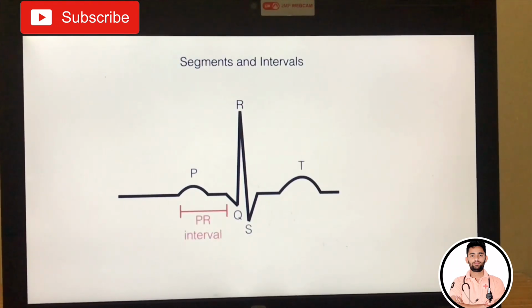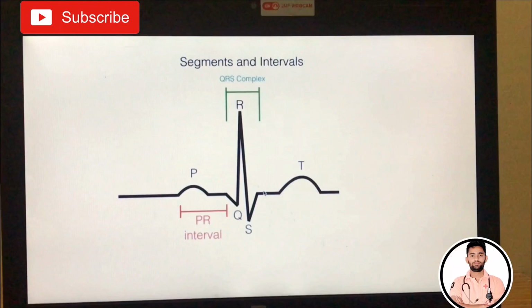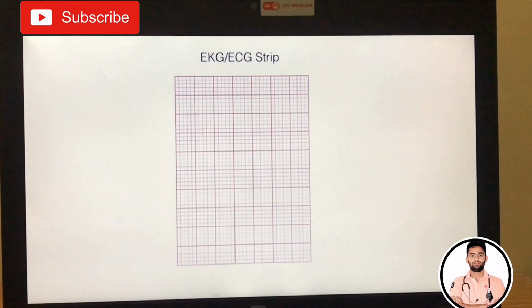So now let's talk about segments and intervals in the EKG diagram. There are a bunch, starting off with the PR interval, the PR segment, the QRS complex, the ST segment, and the QT interval. But to make it easy for you guys, we are just going to talk about the PR interval and the QRS complex. These are what we need for EKG interpretation. The other segments are important too, but we don't really need them to interpret the ECG or EKG faster and more efficiently. So now this is your typical ECG strip.